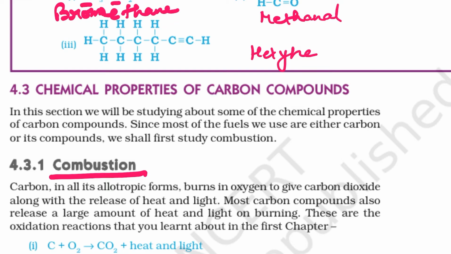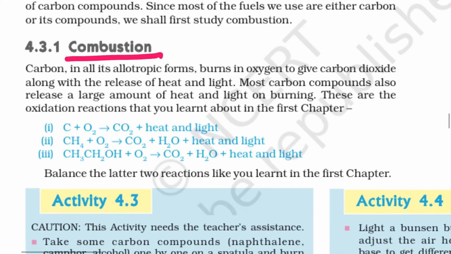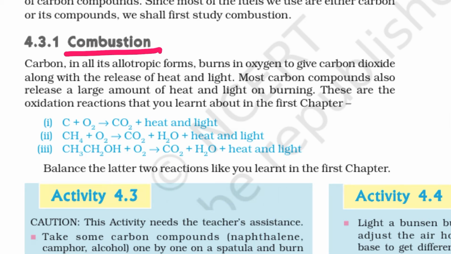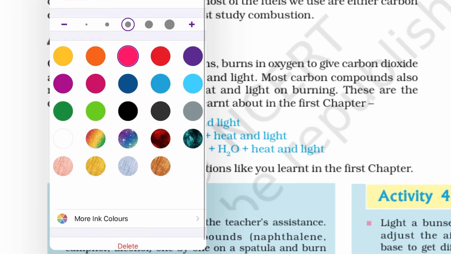Since most of the fuels we use are either carbon or its compounds, we shall first study combustion, because we need to know how carbon burns and what the effects of carbon burning are. So carbon in all its allotropic forms burns in oxygen to give carbon dioxide along with the release of heat and light. Most carbon compounds also release a large amount of heat and light on burning. These are the oxidation reactions that you learnt about in the first chapter. So C plus O2 gives CO2, and heat and light are also generated during this reaction.